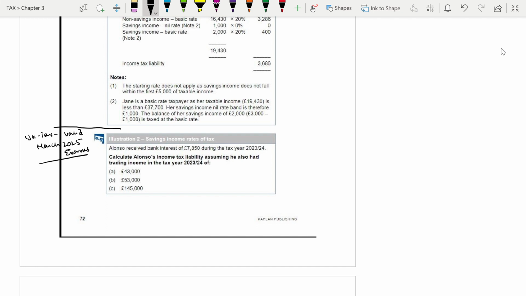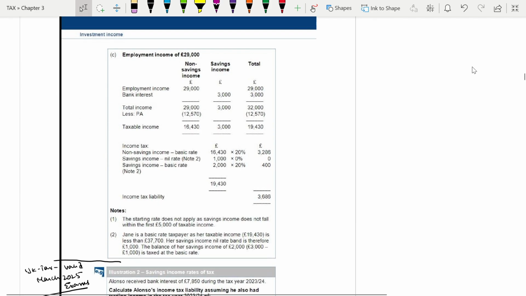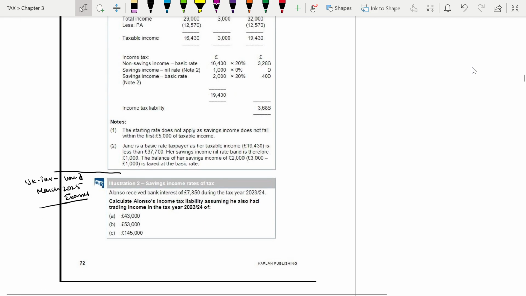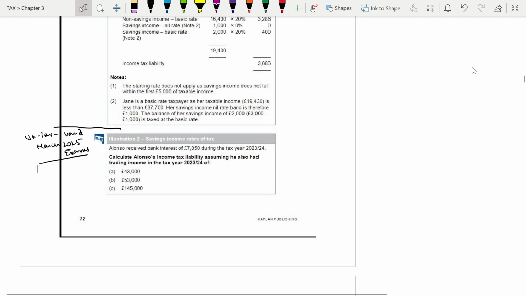In continuation of this, we are talking in terms of investment income. The illustration is very important. They have mentioned savings income tax rates. He also received bank interest of 7,850. Calculate the income tax liability, assuming he has two incomes.